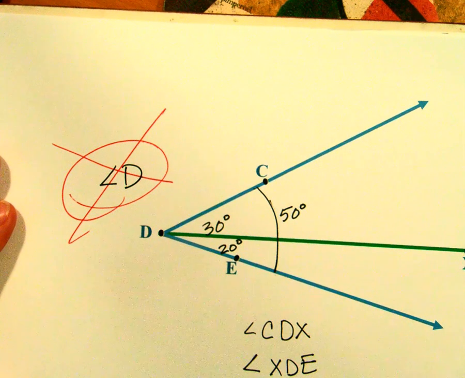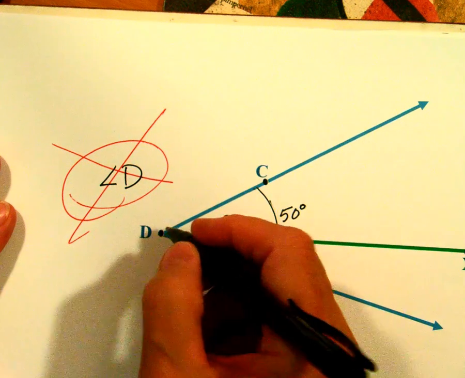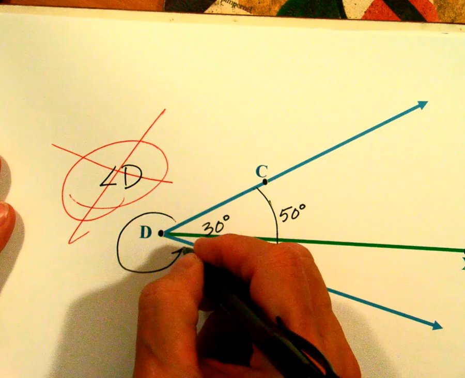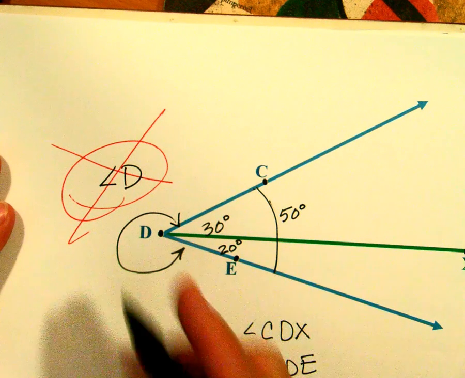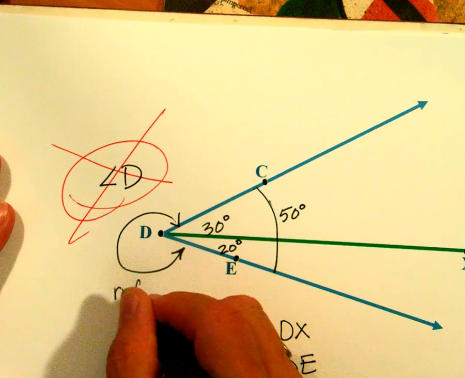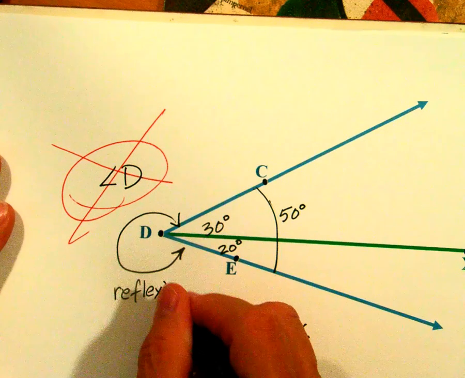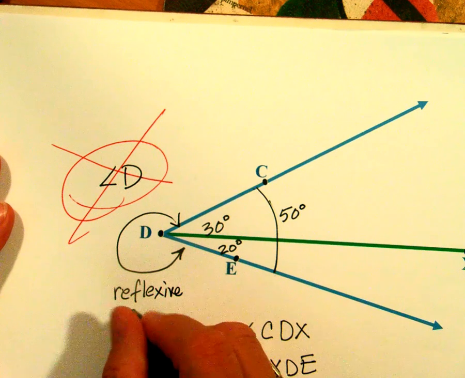Now actually, there's another angle at this vertex. It goes around this way. That angle. So see, actually there's a fourth one there. We hardly ever talk about it, and if we're going to talk about it, we'll say I mean that one outside. If I don't say I mean the one outside, then I don't mean it. This is called a reflexive angle.